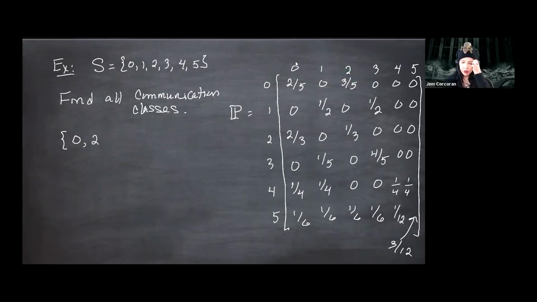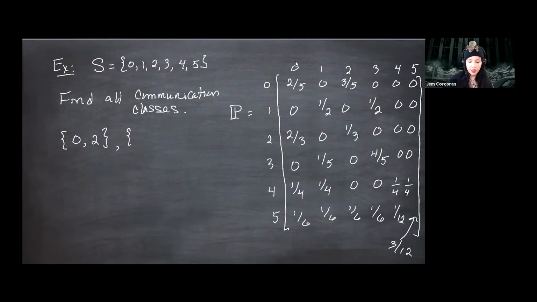If you just focus on the 0, 2 stuff and ignore the 1 row and column, you can see that 0 and 2 only go back and forth between each other. I actually can't reach any other state when starting from 0 or 2 because the rest of the probabilities are 0. So I'm going to close off this class and start another one.